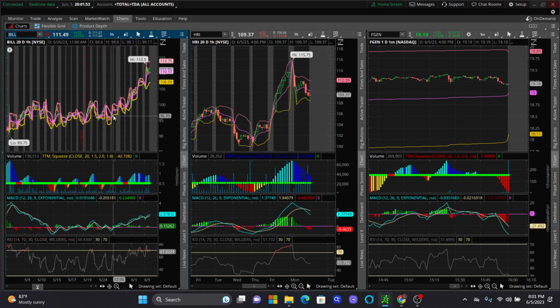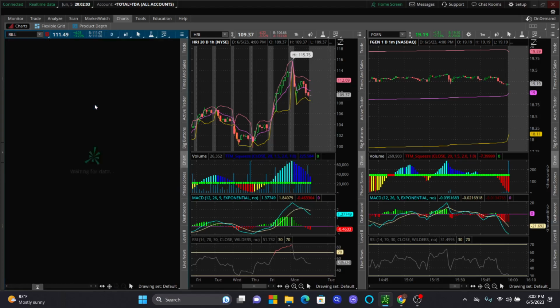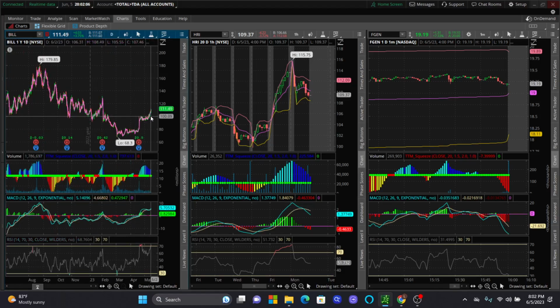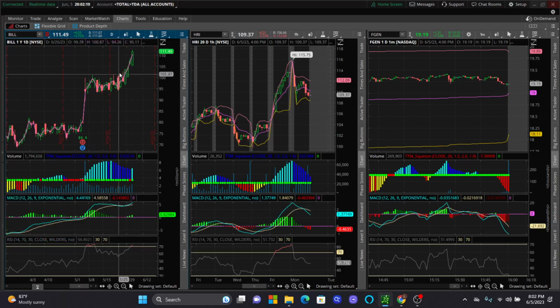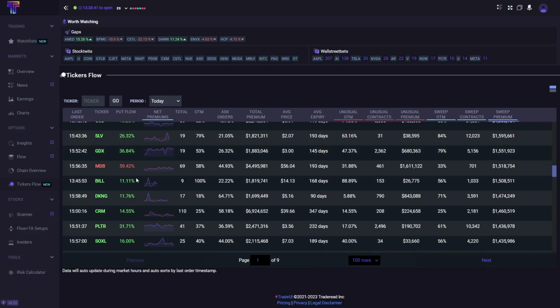BILL. So Bill ran hard. It looks like it actually ran hard at the beginning, and look, those option orders came in at the beginning of the day. Looks like it ran pretty hard throughout the day. So that would have been a good trade right there. If we look at the year to date, looks like they broke out recently. Looks like they're making a strong run to 120. So there's actually a little bit more room for this one to run. I would probably wait to see about a pullback coming in. However, this is something you can have on your watch list, all because you referenced your tickers flow overview page.